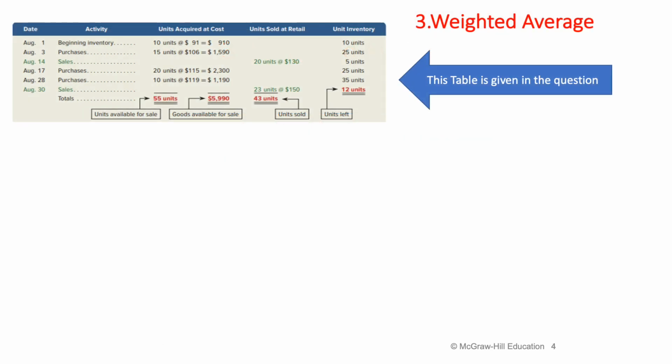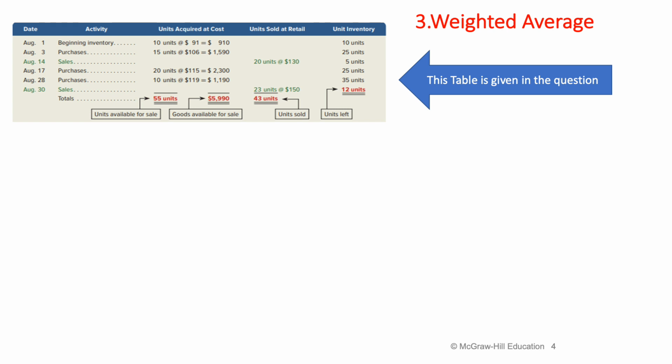As I mentioned earlier, if you're dealing with inventory methods, they're always going to give you a table and the question. The table will include the dates and the activity of the company, like the beginning inventory, the purchases, and the sales. They're also going to give you the units and their cost, how many units they sold, and the selling price. This time we're going to prepare the table of the inventory method using weighted average.